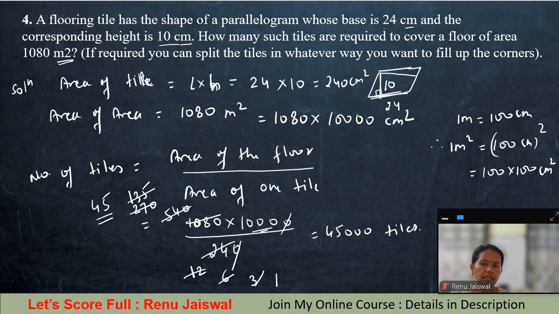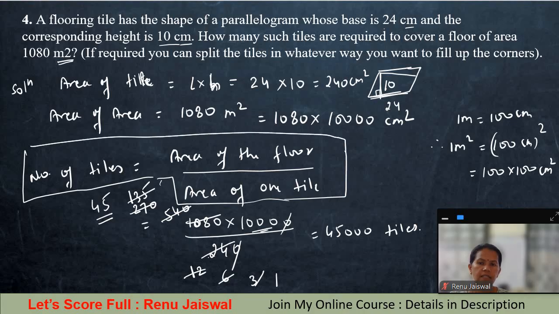Remember this formula. This is very important to get the answer. That is, the number of tiles: you have to take the ratio of the area of the floor which is to be tiled and the area of one tile.